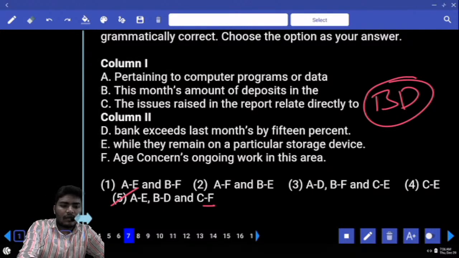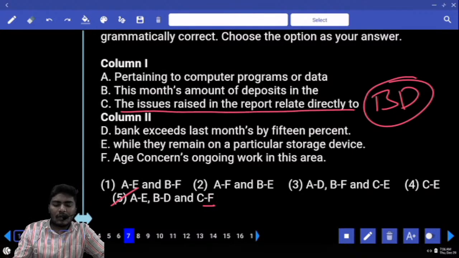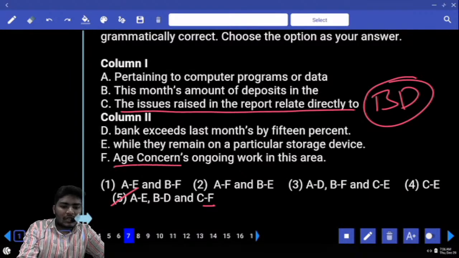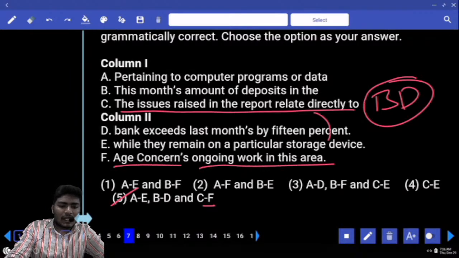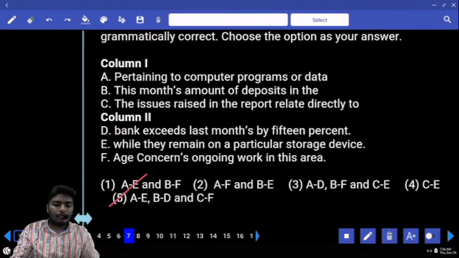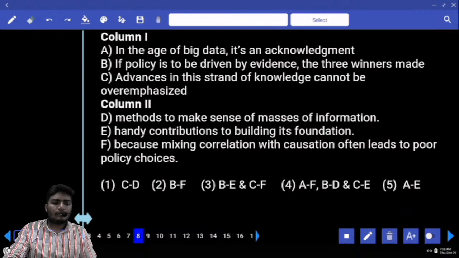Check for CF. The issues raised in the report relate directly to Age Corner's ongoing work in this area. The issues directly relate to the ongoing work which is in this area. So we can go with the fifth option also. Next, move to eighth one.